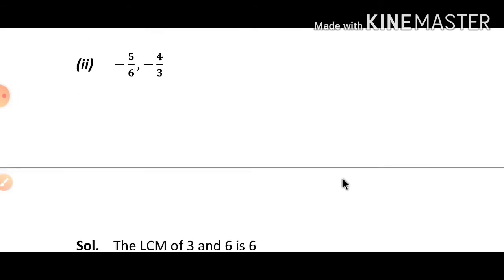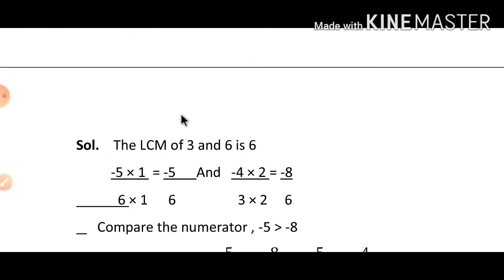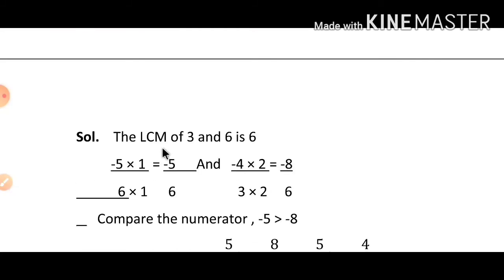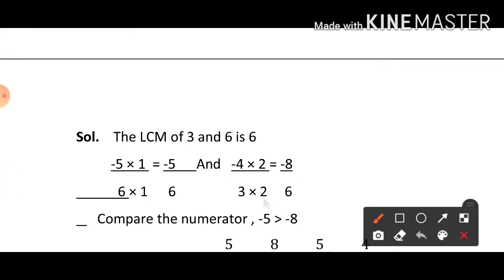Second one, minus 5 by 6 and minus 4 by 3. Here also you can see the denominators are not equal. It means first we have to take the LCM. So the LCM of 3 and 6 is 6. First is minus 5 by 6, as 6 is already given, so we multiply by 1 in numerator and denominator. And here it is given minus 4 by 3. It means we have to bring here how much? 6. So we have to multiply 3 by which number? By 2. So multiply by 2 in the numerator also. So minus 8 upon 6.